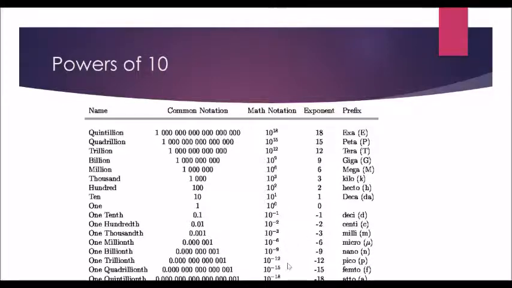So here we are in the powers of 10. 10 to the 0 does equal 1. That's one of those things you need to understand. 10 to the first is 10. 10 to the second is 100. As you can see, this exponent equals the number of zeros here in the common notation. This can also be called standard form.